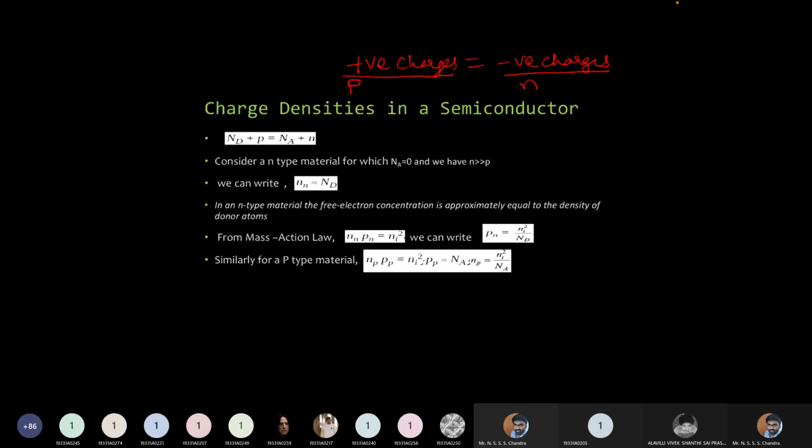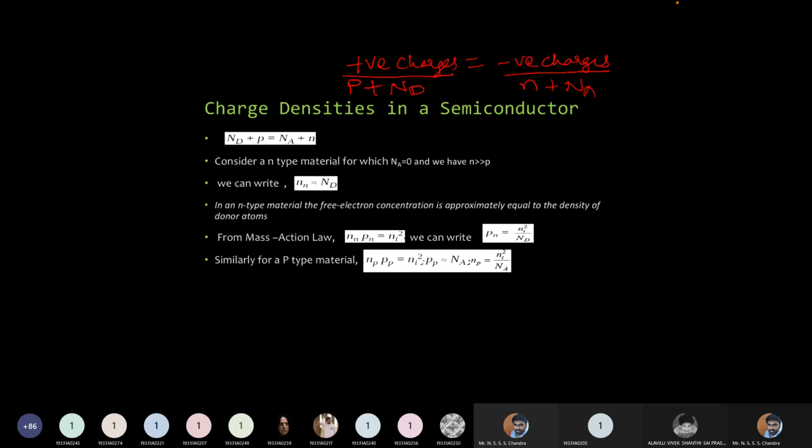In addition to that, we have positive charges as donor ions and negative charges as acceptor ions. Because donor atoms are giving away the electron, they become positively charged, whereas acceptor ions are taking the electron, so they become negatively charged. So this equation: Nd plus P equals Na plus N.